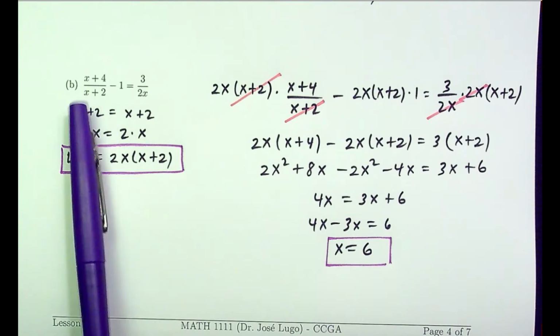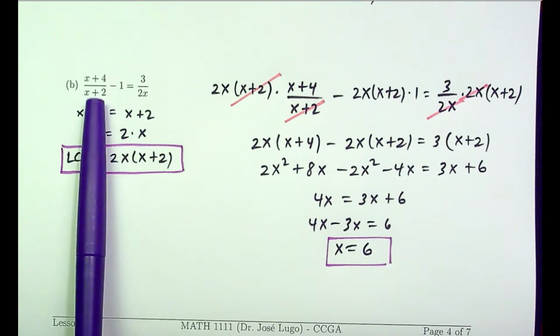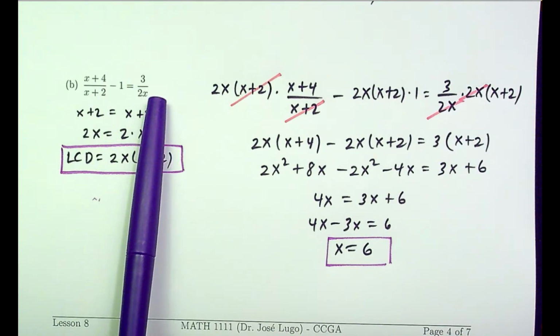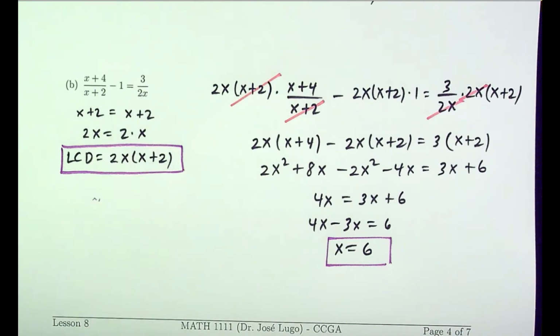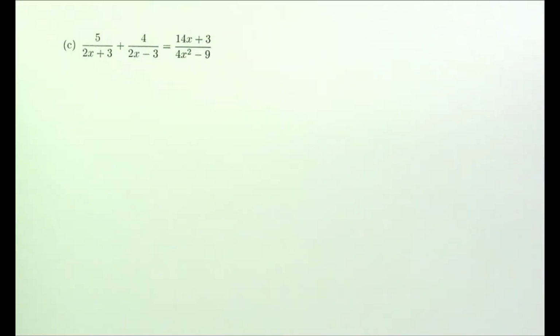If I plug in 6, x equals 6 here, the bottom becomes 8 here, which is good, it's fine, that's not 0. And here it would become 12, okay? So none of the denominators become 0, so that means it's good. As long as there's no mistakes, that's the correct solution to this equation. Okay, let's do another example.